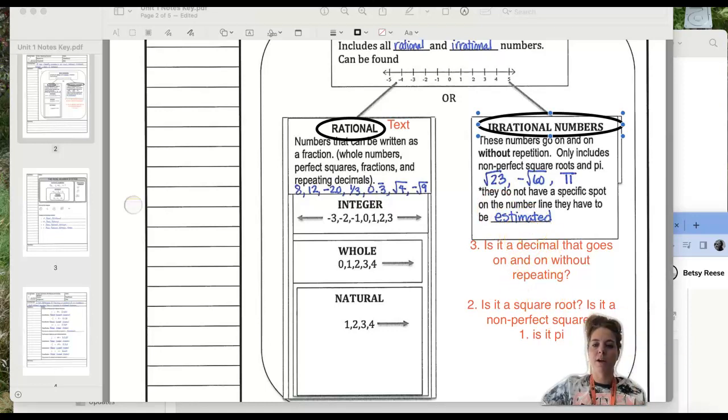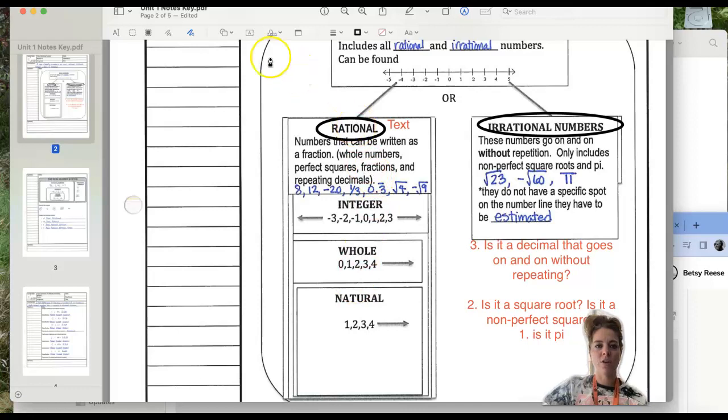If I'm given a number, I'm going to ask, is it pi? If the answer is yes, it's irrational. If I'm given a number with a square root, I'm going to ask myself if it's a non-perfect square. If it's non-perfect, it's going to be over here in irrational. And if I'm given a decimal, I am going to ask if it goes on and on without repeating. If the answer is yes, it's irrational. So any other type of number I'm given, I know is rational. So under rational, we have other numbers that can also fit under this category.